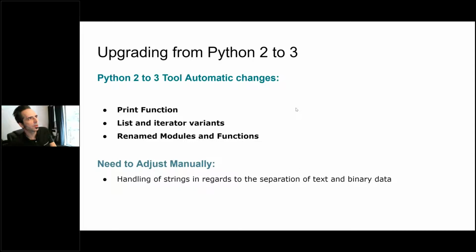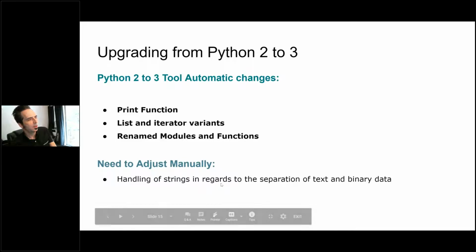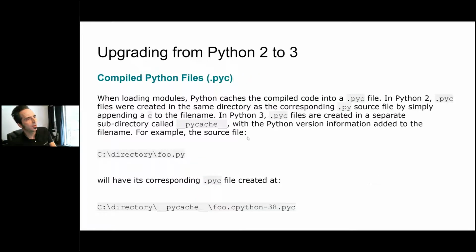Some of the things that the automatic converter will change are the changes to the print function in Python 3, the list and iterator variants, and also all the modules and functions that were renamed. It will automatically update those. One of the things that it's not going to automatically update is the handling of strings in regards to the separation of text and binary data. So that's something that you'll have to manually adjust.